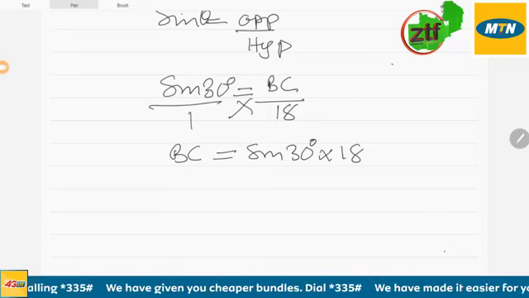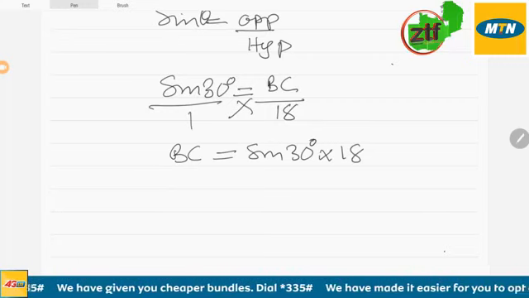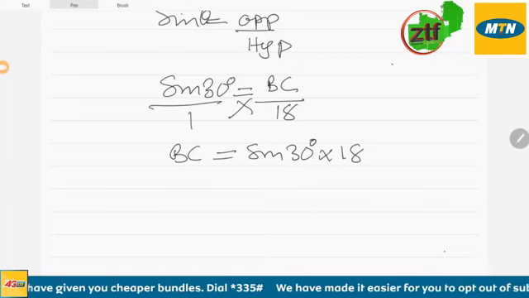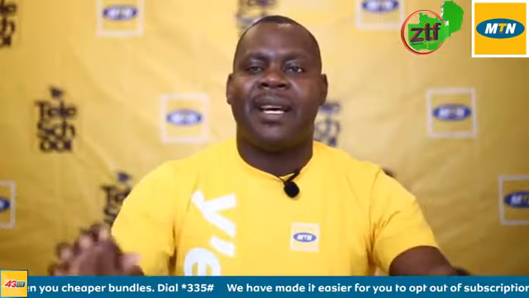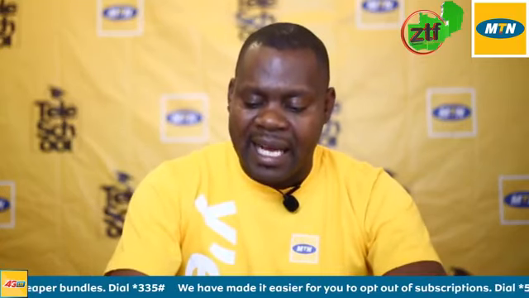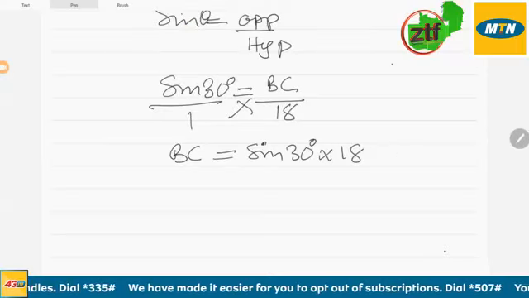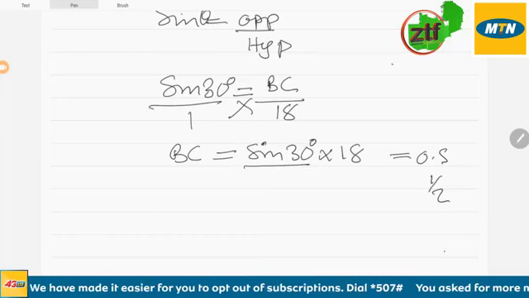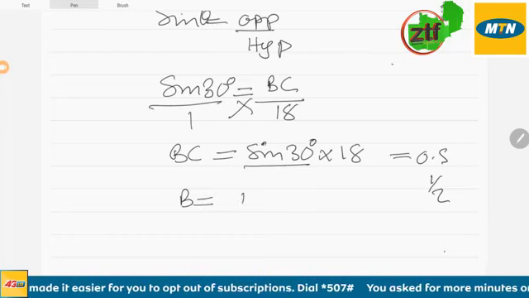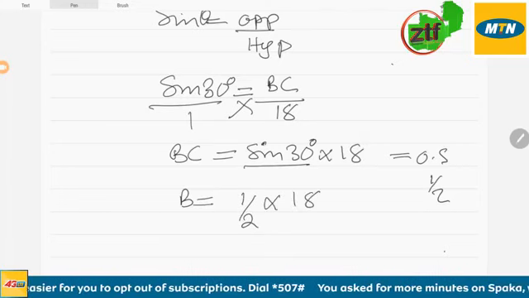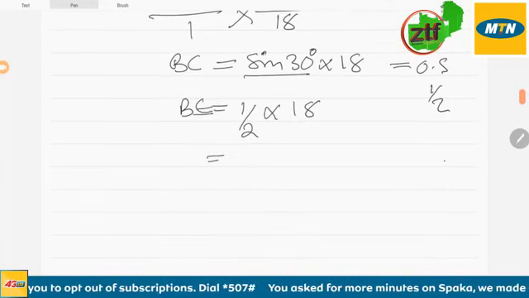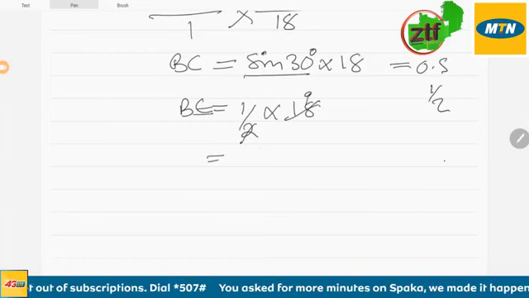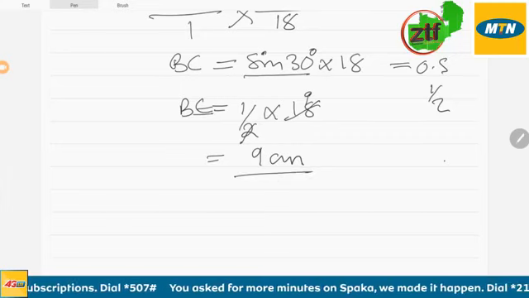Special angles are simply angles that have been given numerical values, which you can use easily to replace and solve the problem that you've been given. Under special angles, sine 30 degrees is equivalent to 0.5, or half. So where there's sine 30 degrees, we say BC is going to be half, or 0.5, times 18. And so BC is going to be 2 here, 2 there, 9, and the length of BC is going to be 9 centimeters. So that is how you are expected to answer that question on trigonometry.